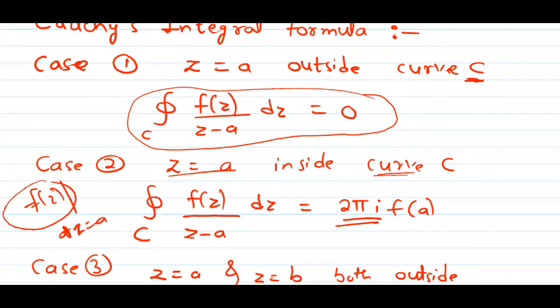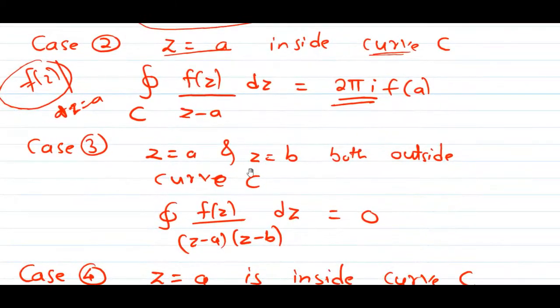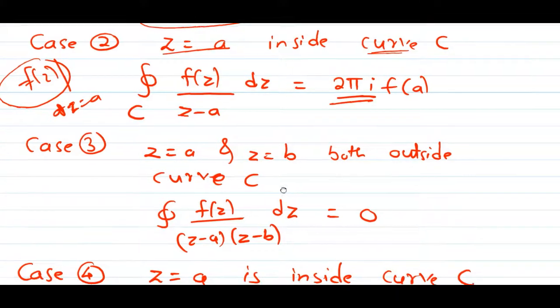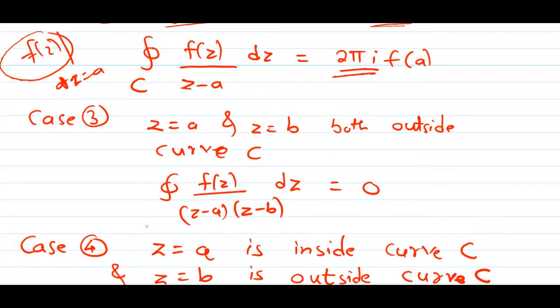Now case number 3, that z equal to a and z equal to b both are outside the curve C. Both the points are outside the curve C. So along with this integration, definitely one curve equation will also be given. So we have to always check whether the point is inside or outside. If the point is outside, integration value will be 0. So this integration f of z upon z minus a, z minus b dz equal to 0 when the points are outside. Whenever the points are outside, integration answer is 0.